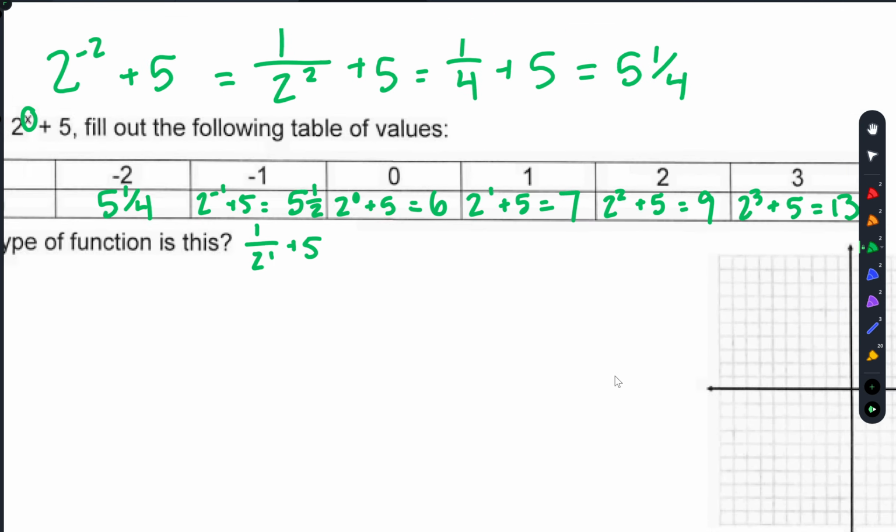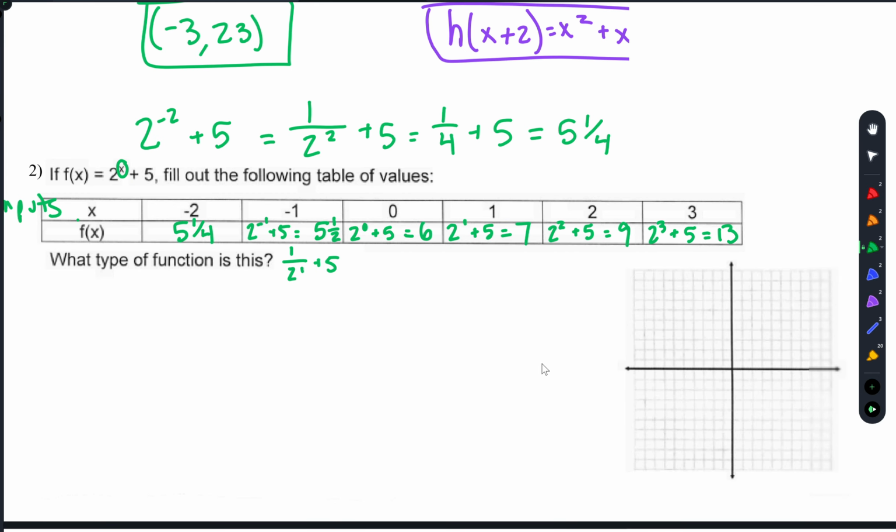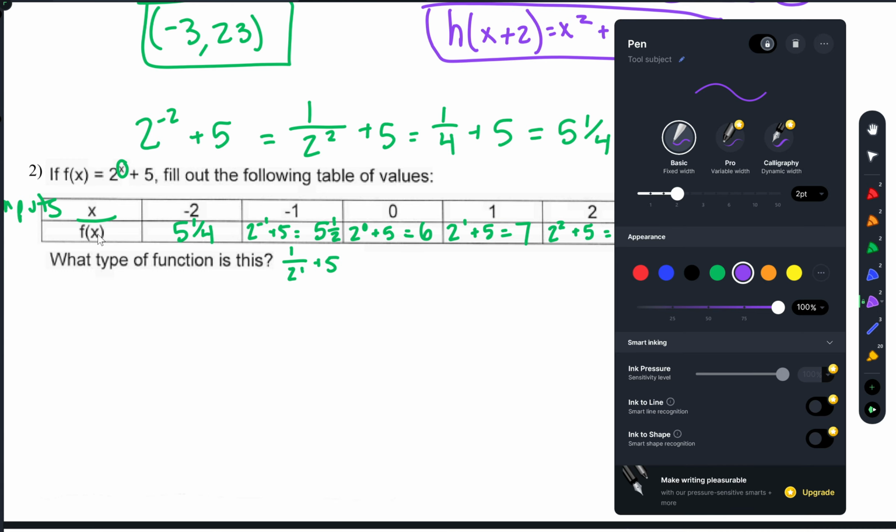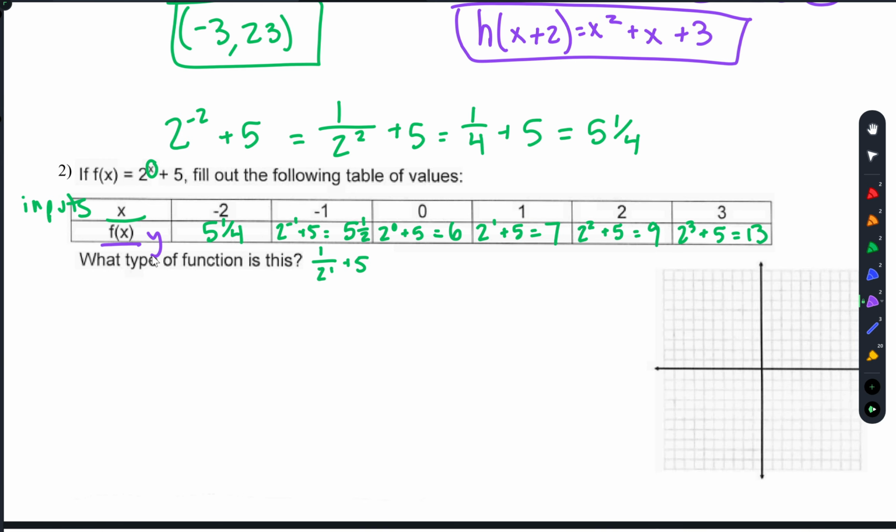We are going to now graph these. Remember, our inputs represent the x values. Our outputs represent the y values. So we're going to plot. Our first point goes at -2, 5 1/4, which is like here-ish. And I'm going to keep going. 5.5, 6, 7, 9. 13 is going to be off my graph somewhere over here. Oh, God.